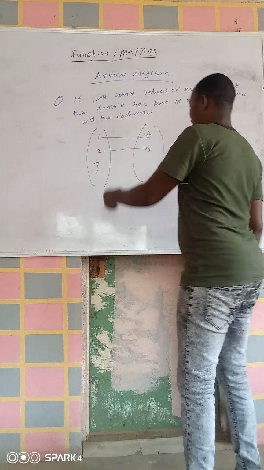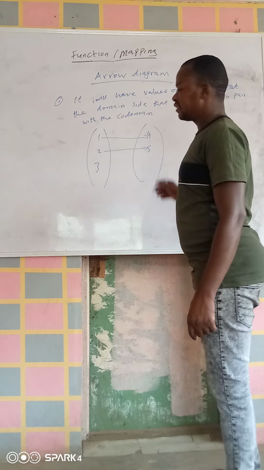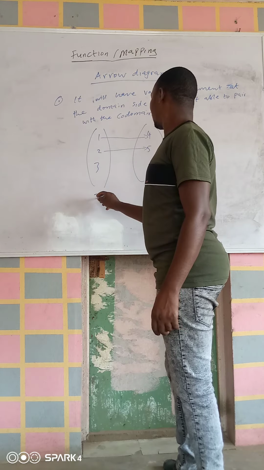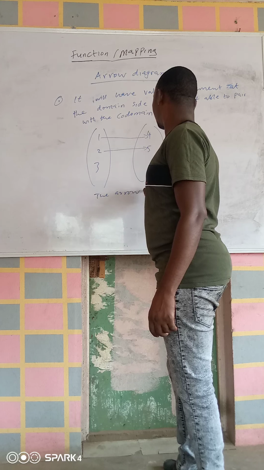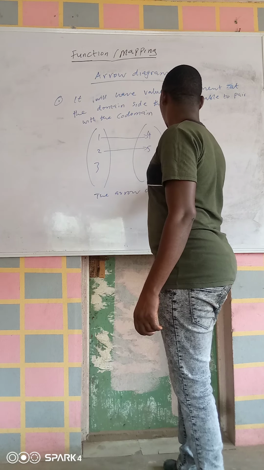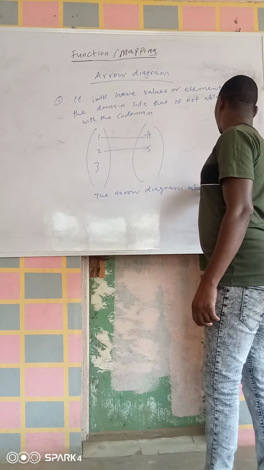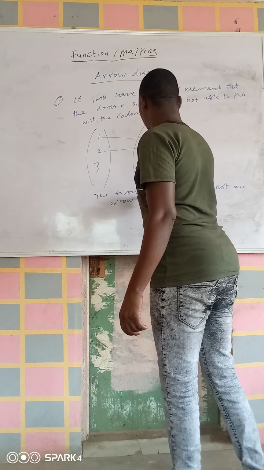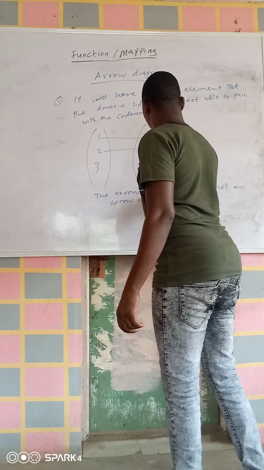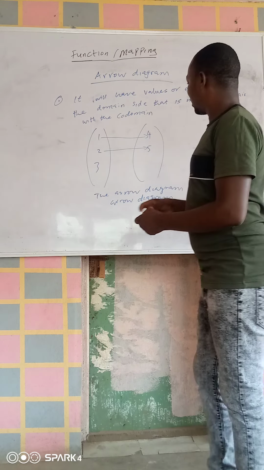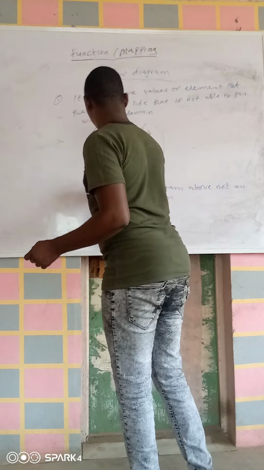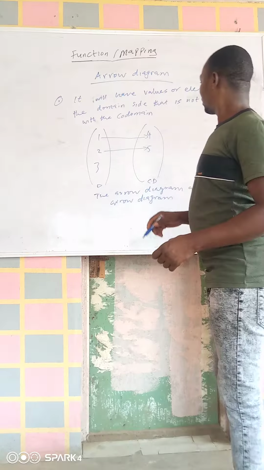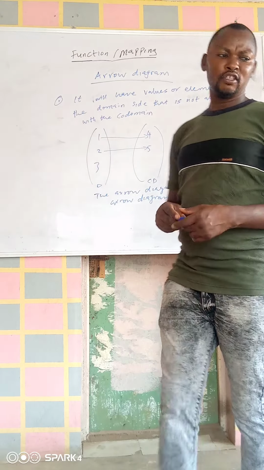So the 3 that is here makes this arrow diagram not a function, because there is a value at the domain side that is unable to pair. That is unable to produce an image.